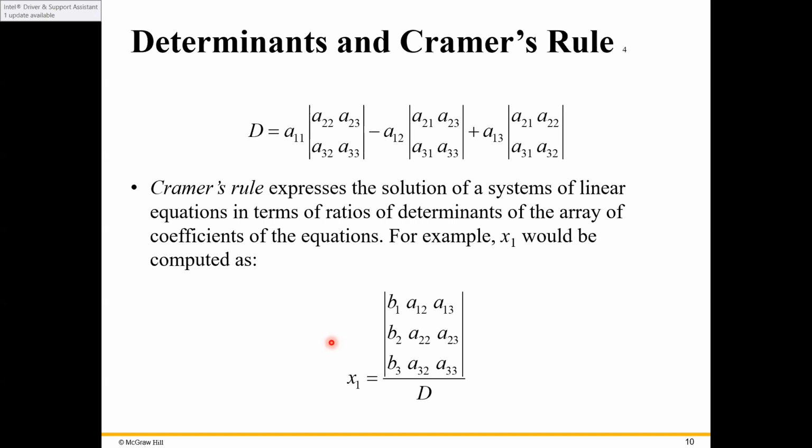Okay, so that was the determinant. We have already covered this topic in linear algebra, but somehow this topic is also included in this course, so anyway, we have to cover it.